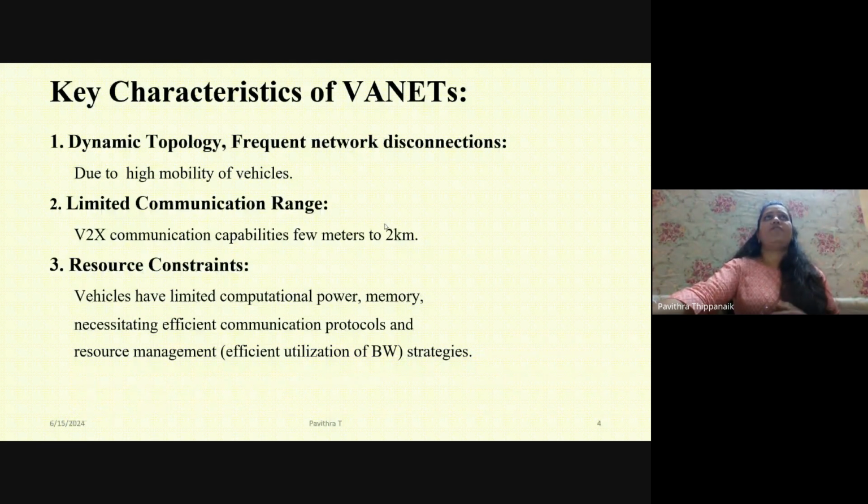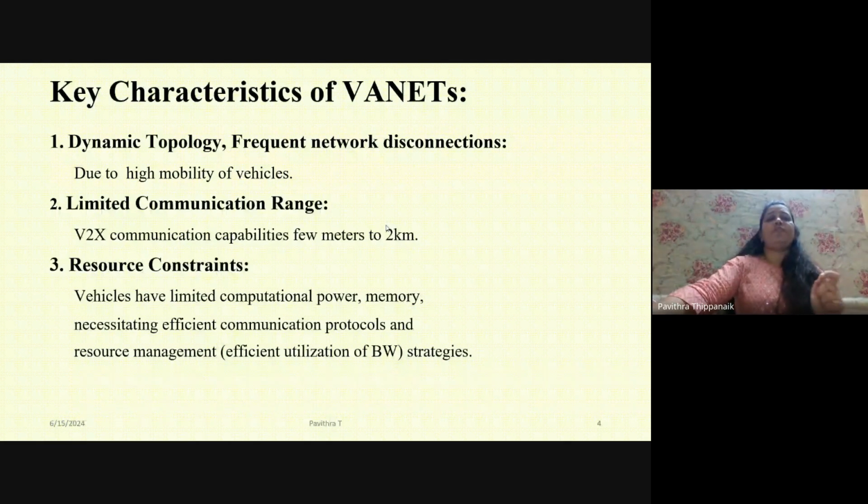So if we consider the highway, in case of highways, our DSRC range may go up to 2 or 3 kilometers, because the vehicle crowd will be minimum over there. But when it comes to the city scenario, the crowd of vehicles is too much, and hence I don't think the 2-kilometer range will work because of that crowd, depending upon the traffic.